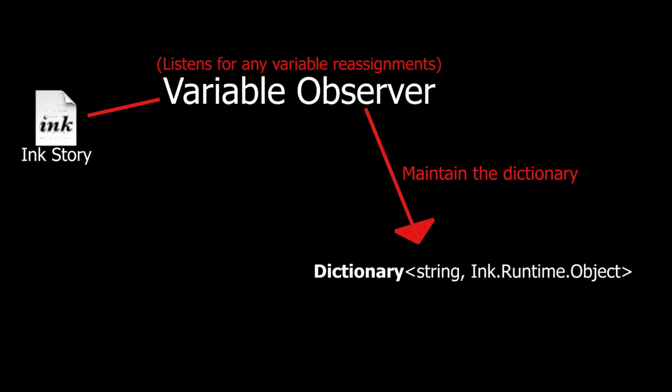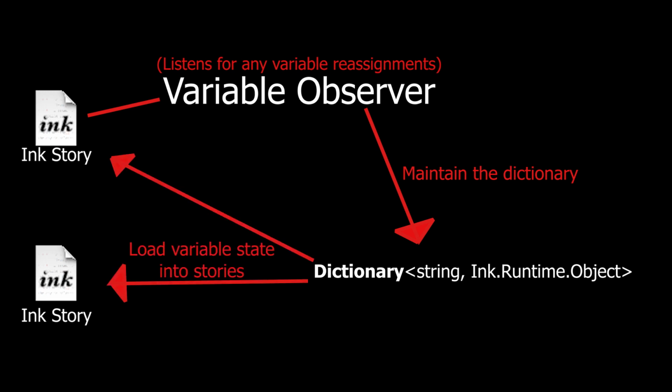Next, whenever we start a new story, we'll attach a variable observer. The variable observer will essentially listen for any time a variable is reassigned while the ink story plays out. Whenever that happens, the variable observer will pick up the change and will update the dictionary to store the new state of that variable. Then when we start another story, we can load the current state of all of the global variables into the story from the dictionary. So that'll let us keep the state of ink variables across different stories.